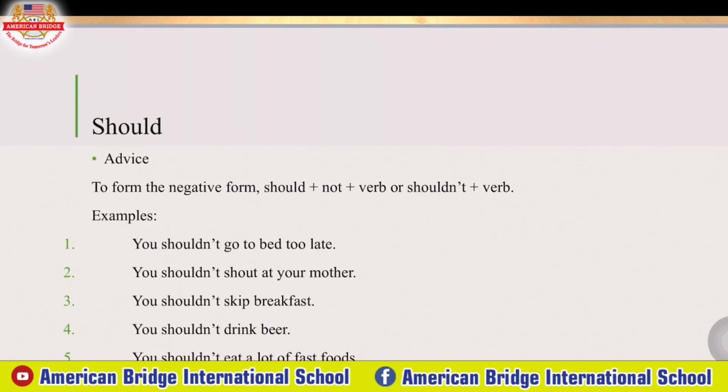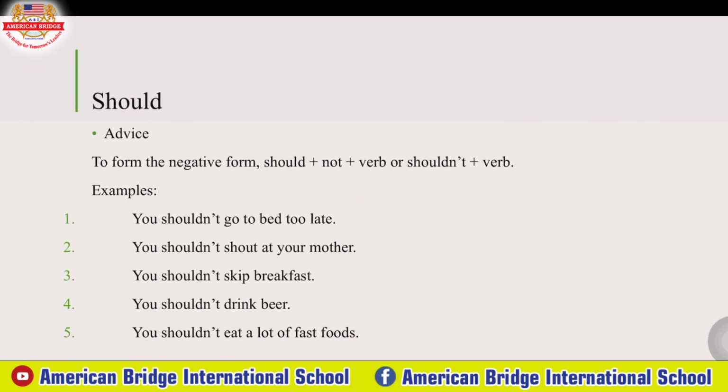So here is, you also can advise people by not to do something. Okay, so to form the negative form, you just add should plus not plus verb, or shouldn't plus verb. As you can see in the example below, number 1. You shouldn't go to bed too late. Yeah, you shouldn't go to bed too late.